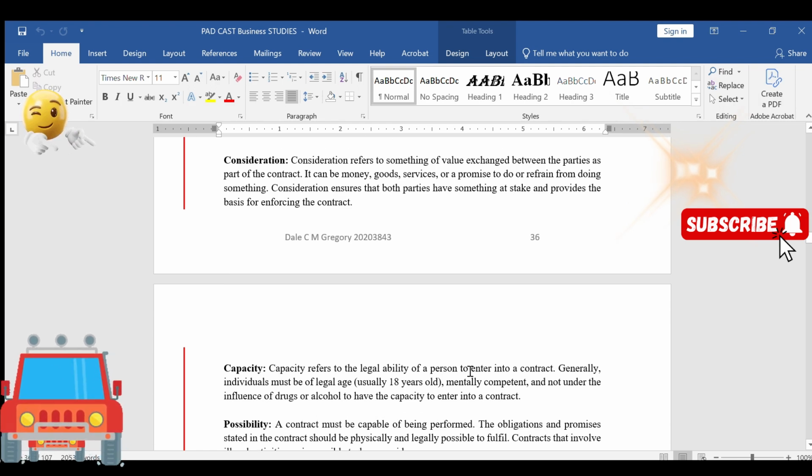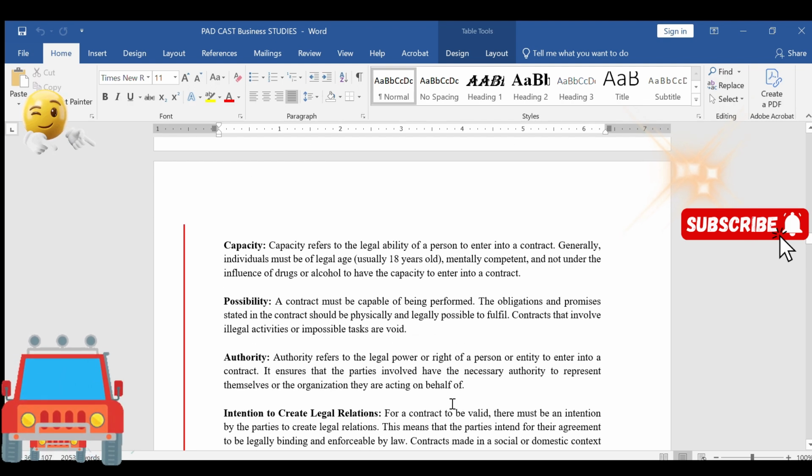Consideration refers to something of value exchanged between the parties as part of the contract. It can be money, goods, services, or a promise to do or refrain from doing something. Consideration ensures that both parties have something at stake and provides the basis for enforcing the contract.